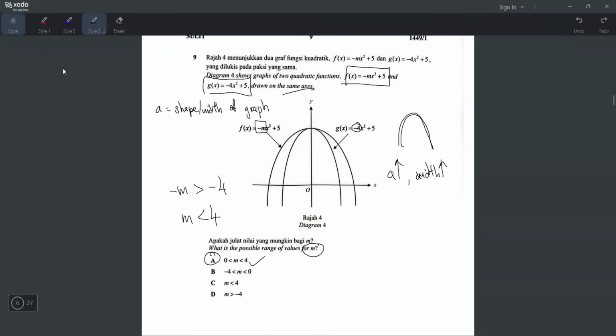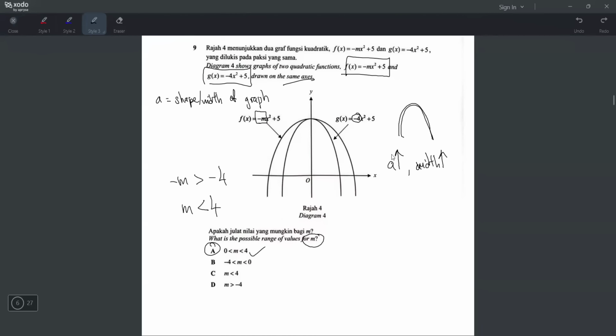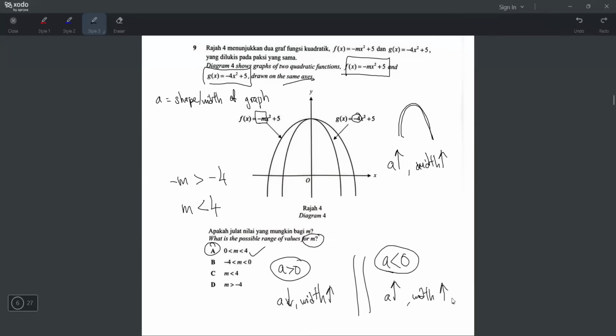Okay, let me give you some notes on how to remember this. So remember, if your A is bigger than 0, your A smaller, then the curve is wider. The width is bigger for A bigger than 0. But if your A is negative, that means your A bigger, then your width becomes wider. You can see it's the opposite.